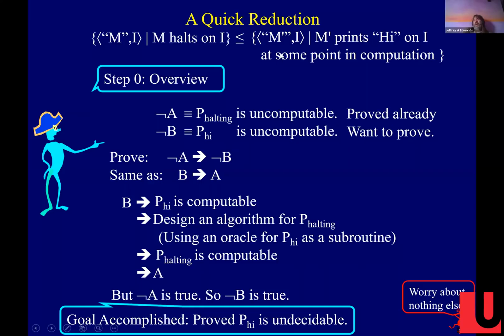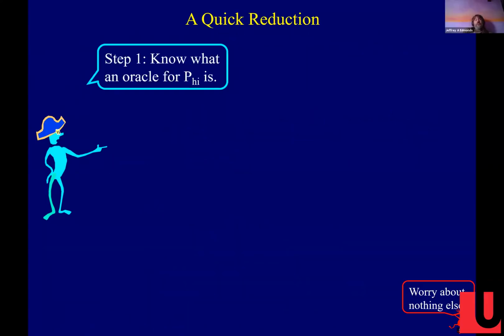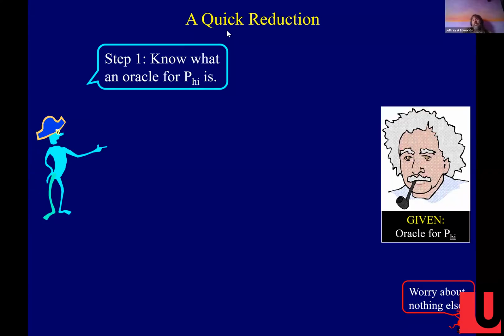Because if you can solve the hi problem, you can solve the halting problem, right? All right, so what we have is an oracle to solve the hi problem. And like we did before, well, actually maybe not. Before I might have had the oracle guy in there, the burning bush. But now I have my oracle being Einstein, right?